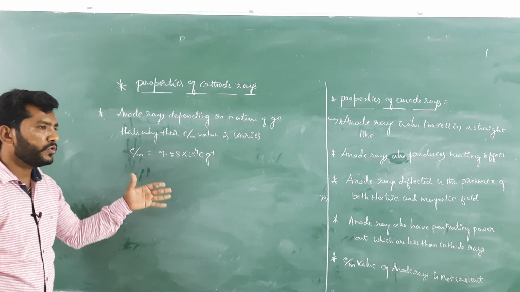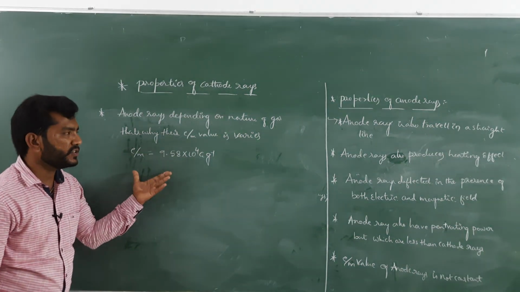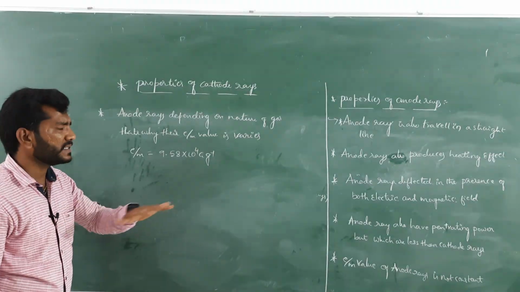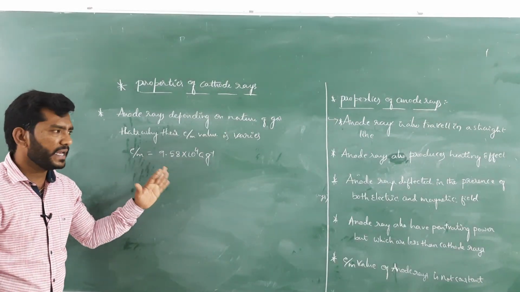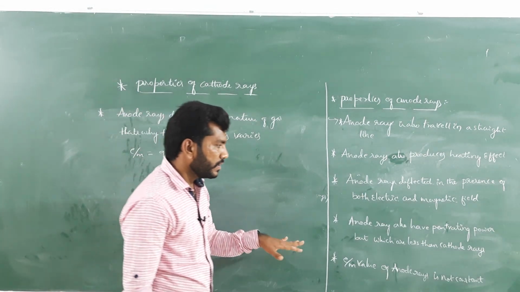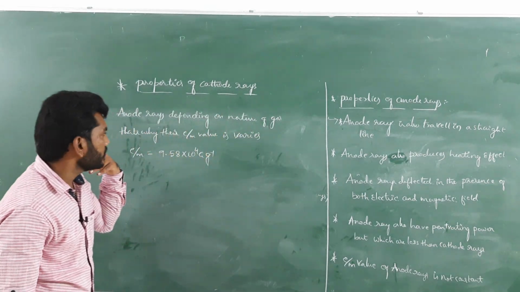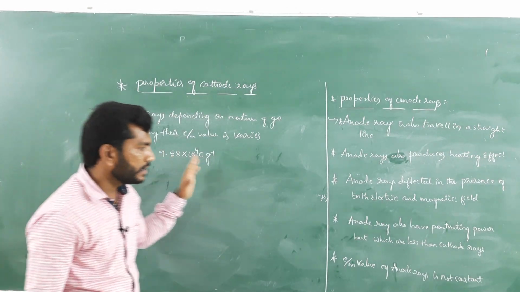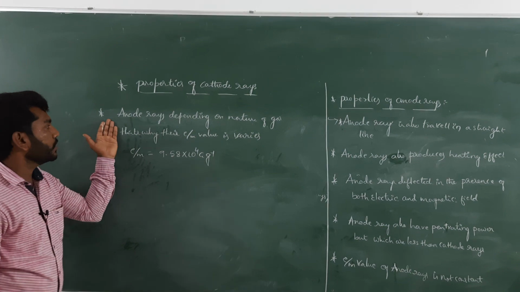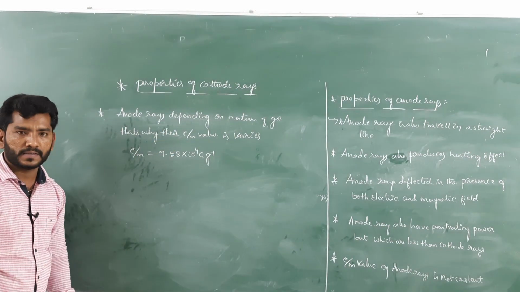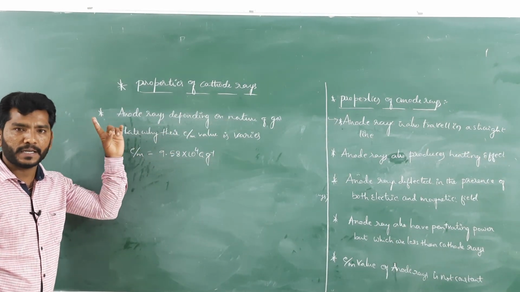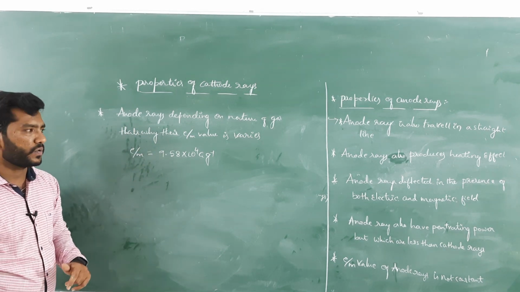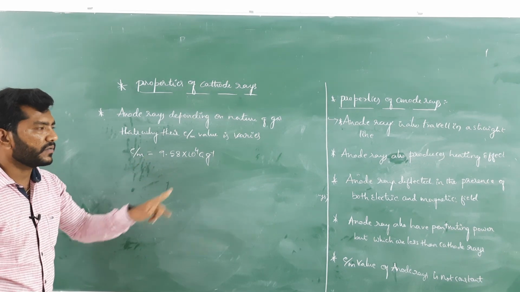So we have to differentiate between the properties of cathode rays and anode rays. They have almost the same properties, but the very exceptional difference we could find is in their e by m value, and that it depends on the nature of gas. Cathode rays don't depend on the nature of gas or the material of the electrode. This is all about the properties of anode rays.